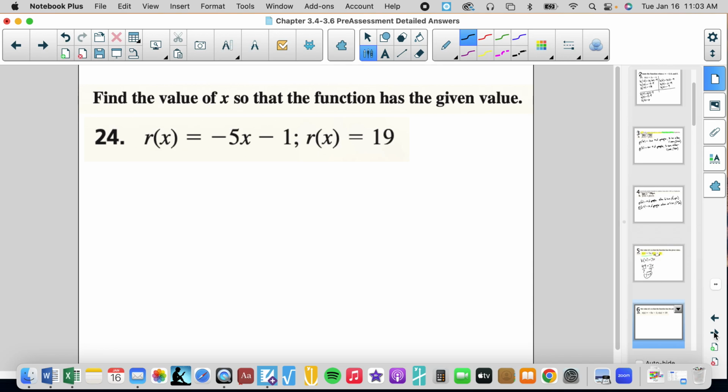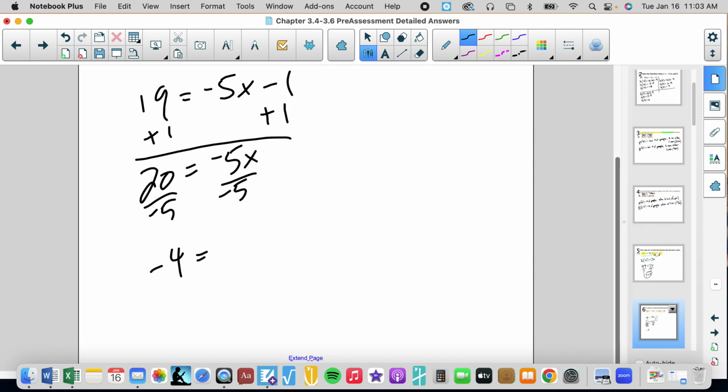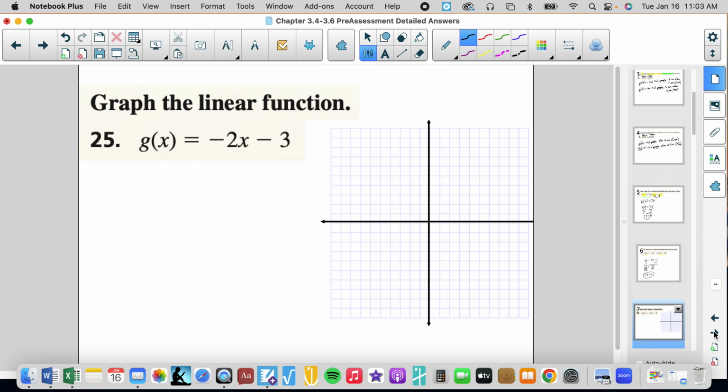Same thing here. You have an output, which is 19. We will substitute that output in for that same notation. So we write 19 equals negative 5x minus 1, and we'll solve it. We add 1 to both sides. We get 20 equals negative 5x, divide by negative 5, and negative 4 equals x. So when we have an input of negative 4, my output would be 19. That's all it wants to know: what is the input when the output's 19?